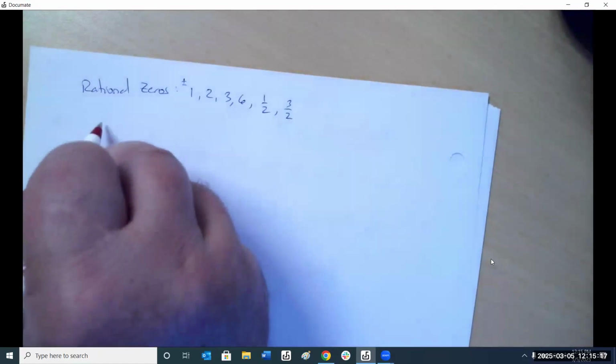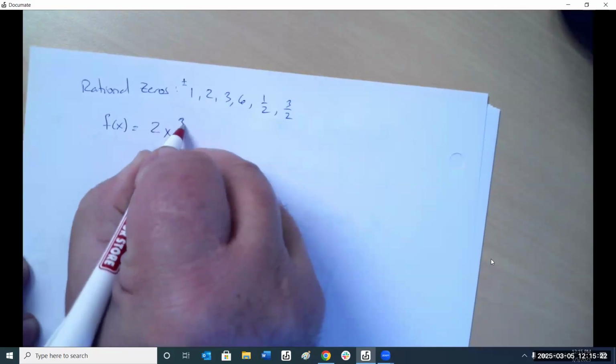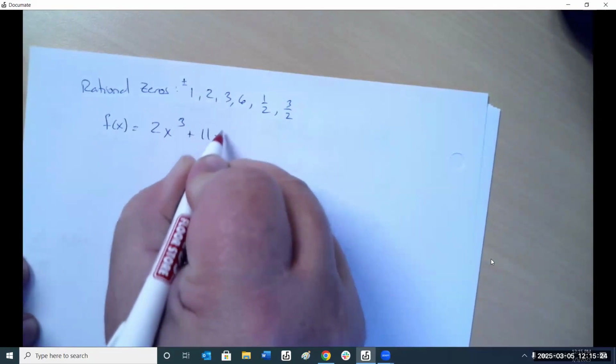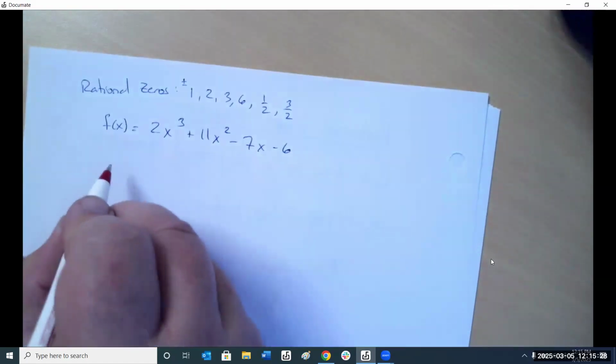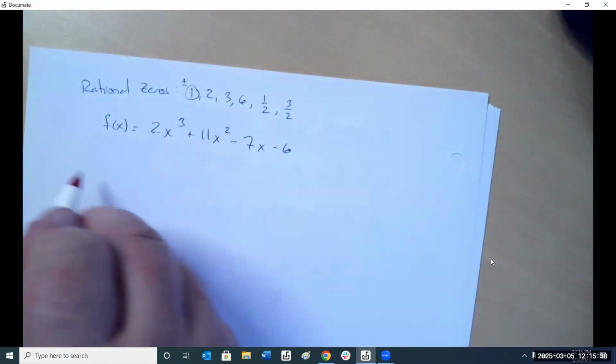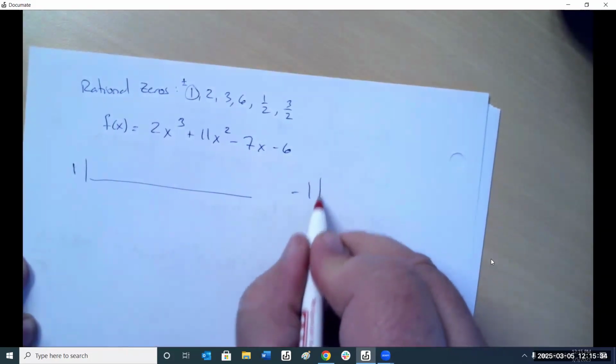Our function that we're dealing with is 2x cubed, 11x squared, minus 7. So I start off with 1. So I'll take positive 1 and negative 1.